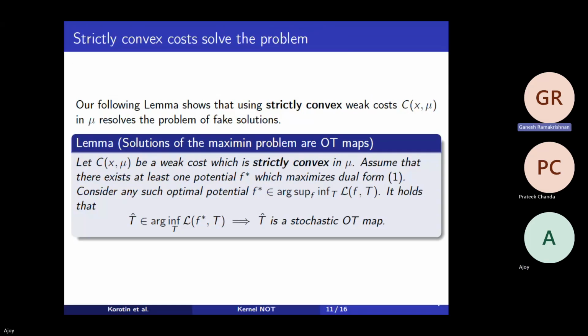So where is the strict convexity, the strictly convex weak cost C? How is it helping? You are applying a stronger condition on the cost function, restricting it even more. Mathematically there's a big derivation, but it implies the existence of the potential F star, which maximizes the dual. So the strict convexity is giving you feasibility.